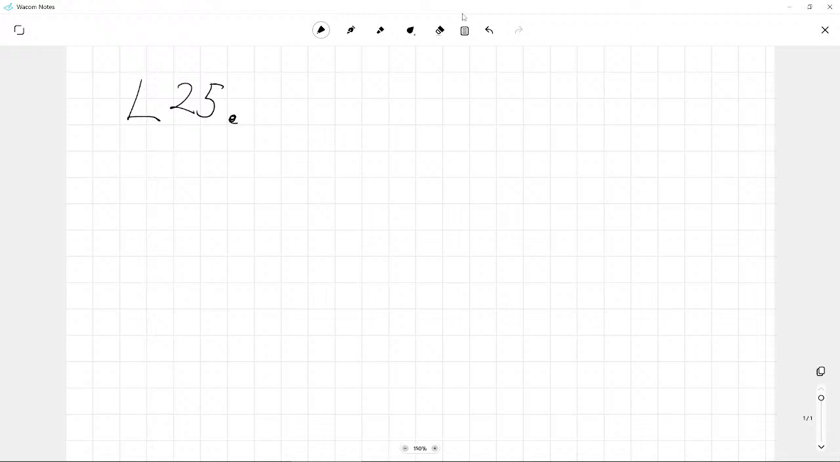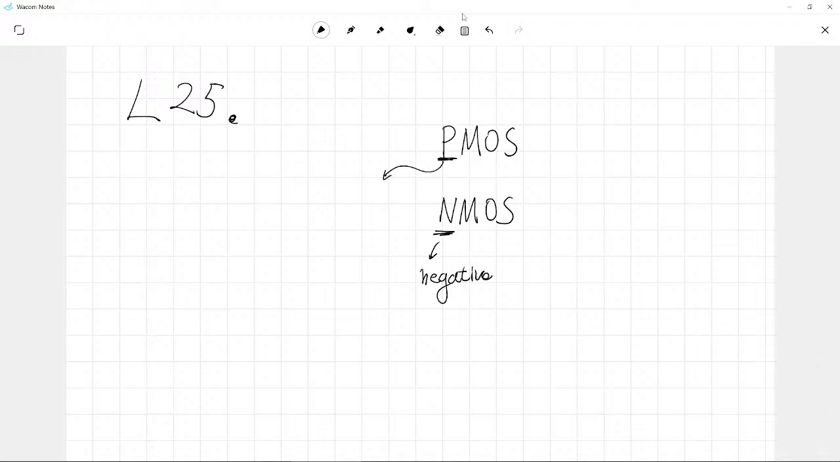Okay, so in lecture 21, we introduced the dual device called PMOSFET. Previously we considered NMOSFET, and this N was obtained from the English word negative, which is of course for our electrons. And here we have P, and you know that this P is coming from positive.